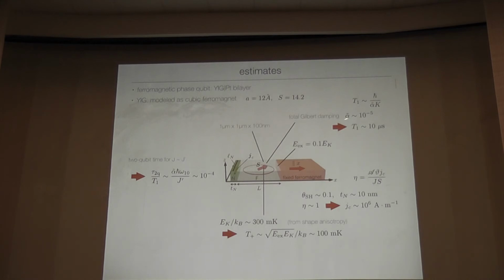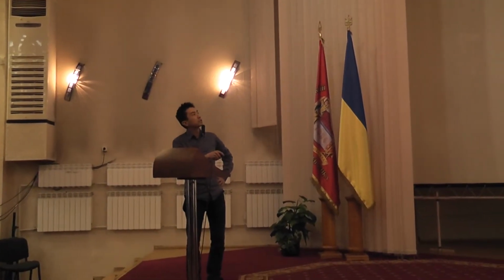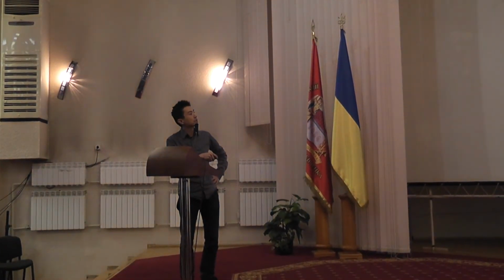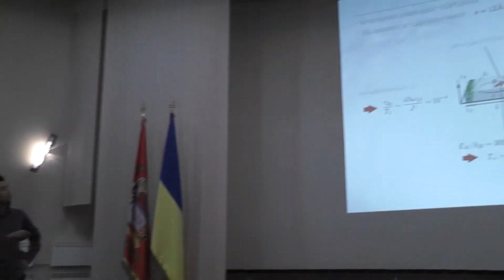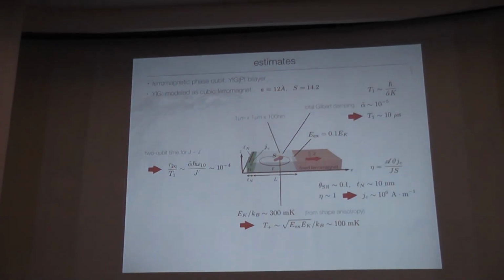Now, told Gilbert damping, I'm being a bit optimistic, but let's say alpha is 10 to the minus 5, we can make that somehow. Then the T1 time is going to be of order 10 microseconds, because the T1 time is basically given by this scale here. We know K from this energy scale, alpha is given here, and putting those in, the T1 time is about 10 microseconds.